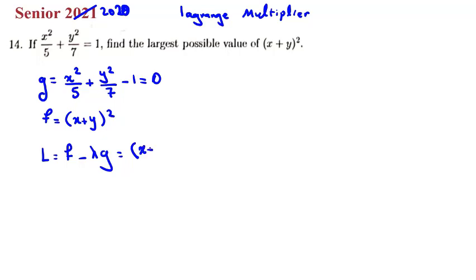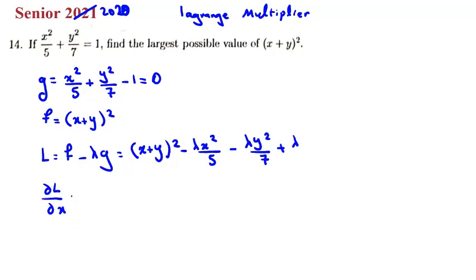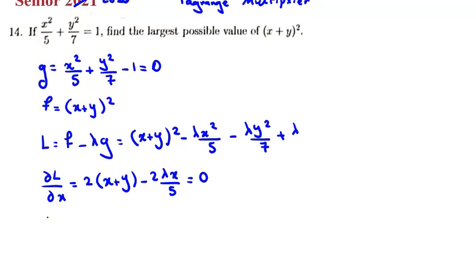So let's solve. L equals x plus y squared minus lambda x squared over 5 minus lambda y squared over 7 plus lambda. Now we differentiate in terms of x and also in terms of y, equal to 0. It will be what? 2 times x plus y minus 2 lambda x over 5, only in terms of x. We differentiate and equal to 0. Now let's differentiate with respect to y. It will be 2 times x plus y minus 2 lambda y over 7 equal to 0.